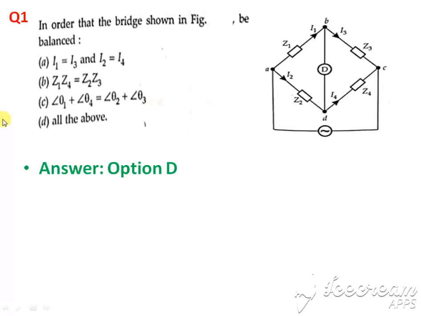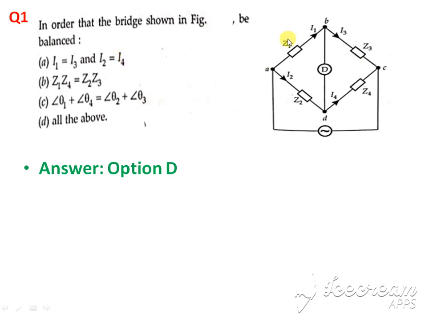Question number 1. In order that the bridge shown in figure is balanced, what are the conditions? Already we know that at balance condition current through galvanometer is 0. So automatically I1 is equal to I3 and I2 is equal to I4. So option A is correct.